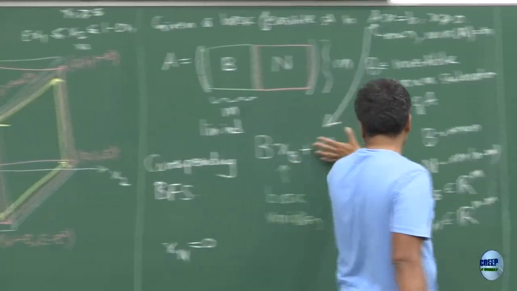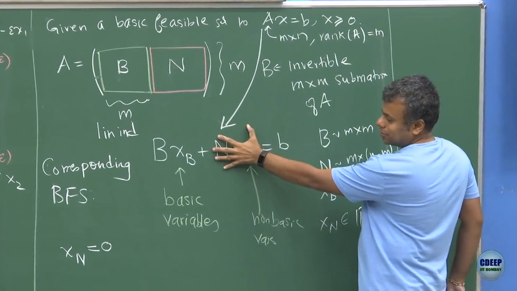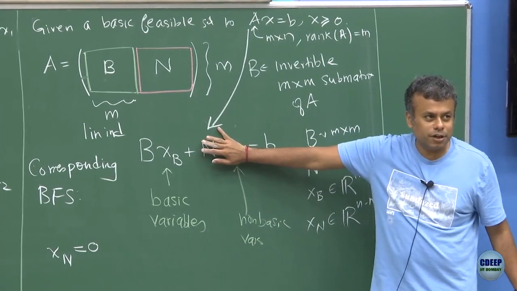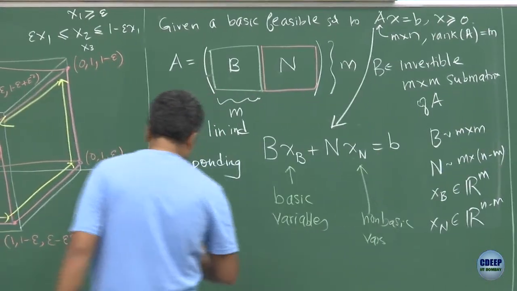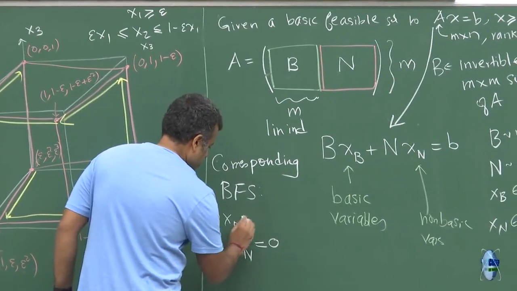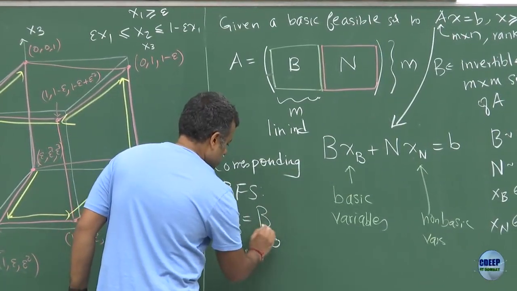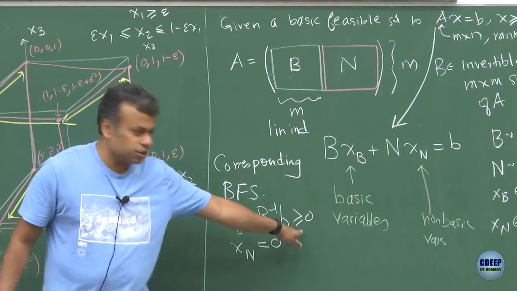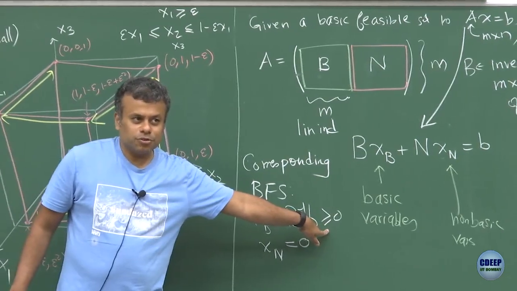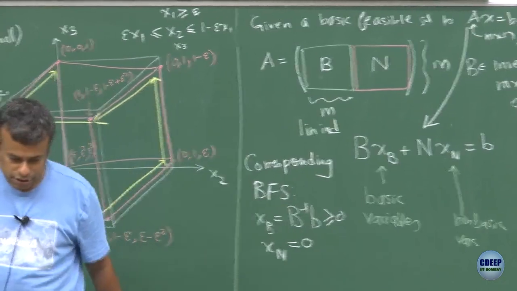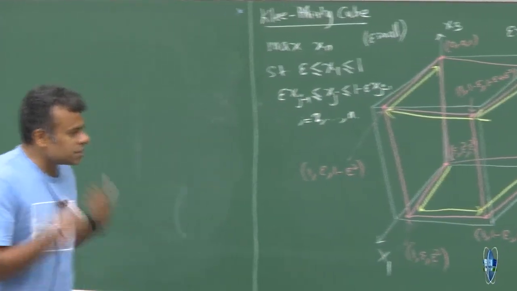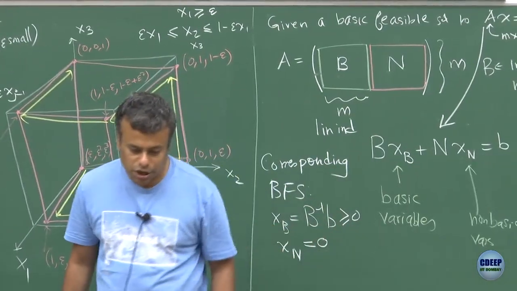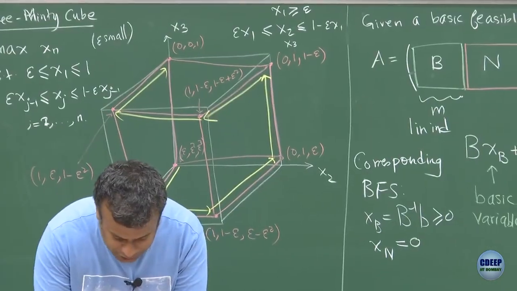And now what happens to the basic variables? Once you set all of this to 0, then the basic variables are uniquely determined, right? Because B is an invertible matrix. And of course, because it's a basic feasible solution, I want the vector to be greater than or equal to 0. That's the definition of a basic feasible solution, right? This is how basic feasible solutions look when we partition our variables in terms of basic variables and non-basic variables.